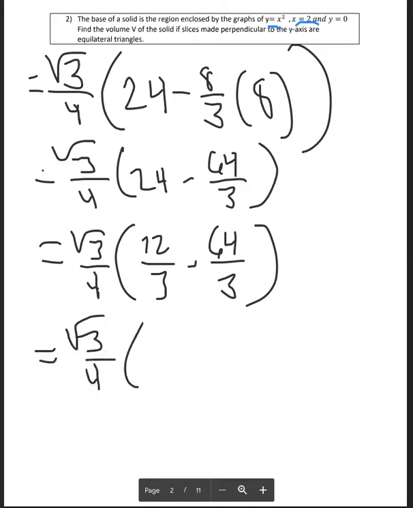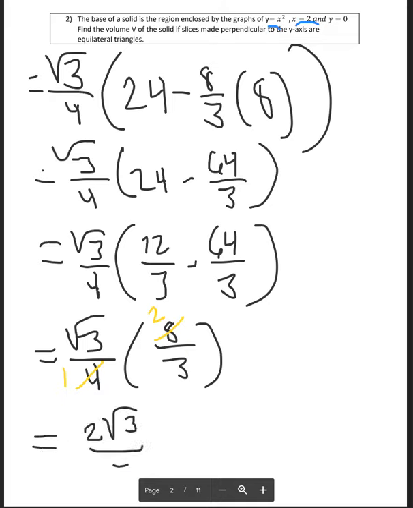That's simply 8 over 3. And when you multiply those two together, you can cancel these. So this is 2, that's a 1. And the final answer is really, and this is the way she wrote it, she wrote it as 2 radical 3 over 3. And that's the answer. Okay.